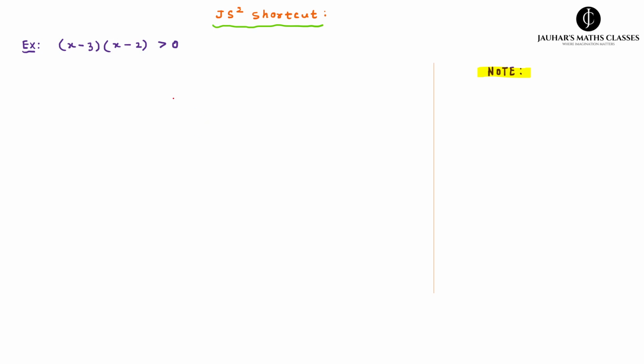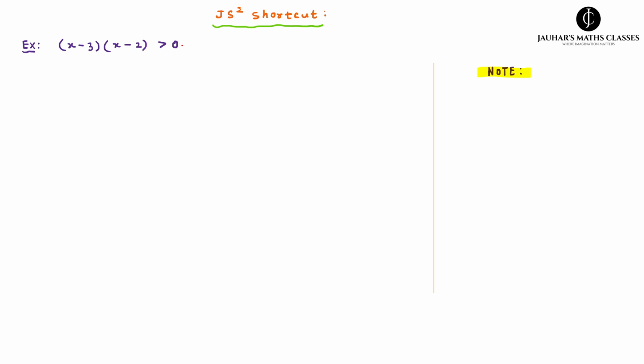Hello everyone. In this question, we'll be seeing how I'm writing the solution for this question directly using the JS square shortcut. But before applying the JS square shortcut, my dear, we'll have to see that all the four conditions are getting satisfied over here or not. If all the four conditions are getting satisfied, then with the help of the JS square shortcut, I can write the answer directly, my dear.